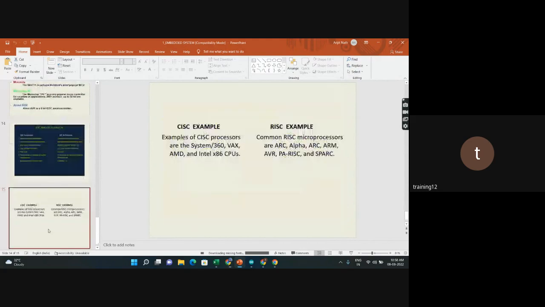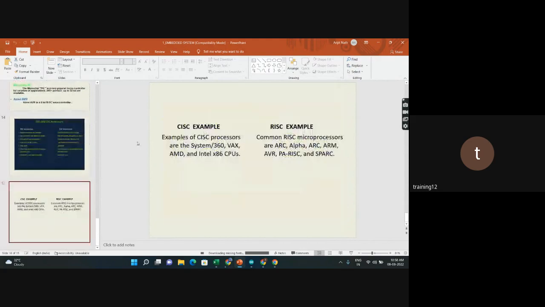Next are various examples of CISC and RISC. First, CISC processors are the System/360, VAX, AMD, etc., and Intel x86 CPUs, etc. Then RISC examples: common RISC microprocessors are ARC, Alpha, ARM, AVR, PA-RISC, and SPARC.